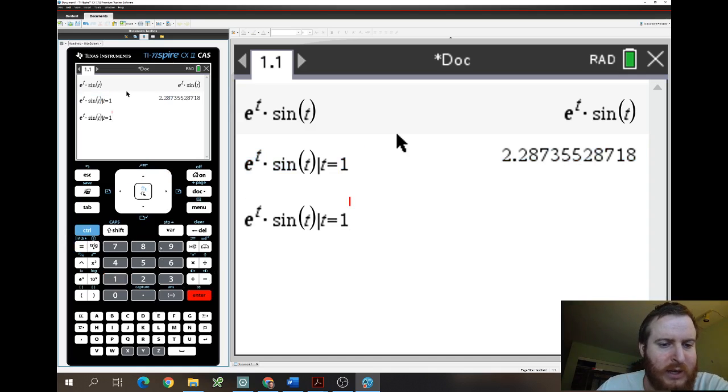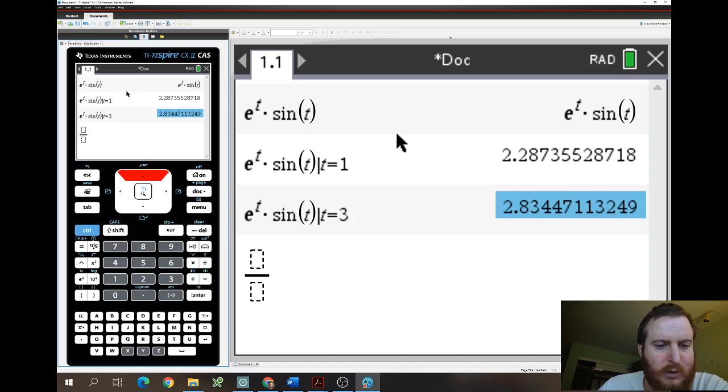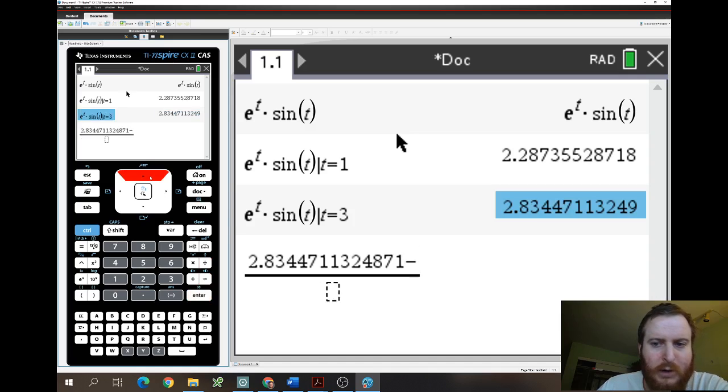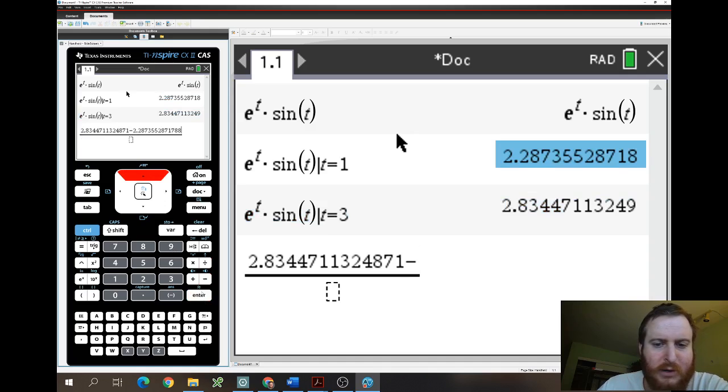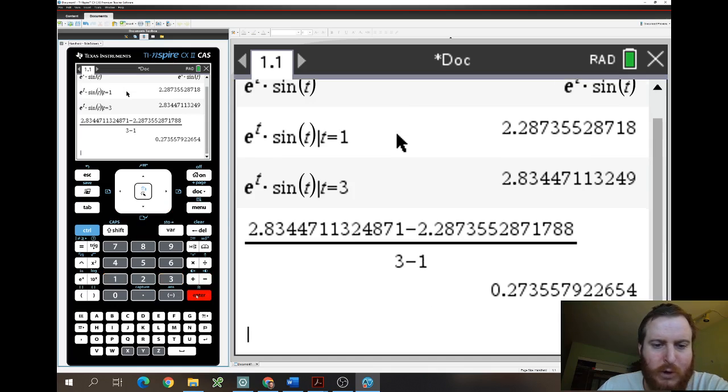And I'm going to do the same thing at time 3. I'm going to hit Control Enter to make sure I get a decimal. And so now let's plug in that formula. So p of 3, that's this one, minus p of 1, that's this one. I just go up and hit Enter to bring them down so I don't have to retype them, divided by 3 minus 1.